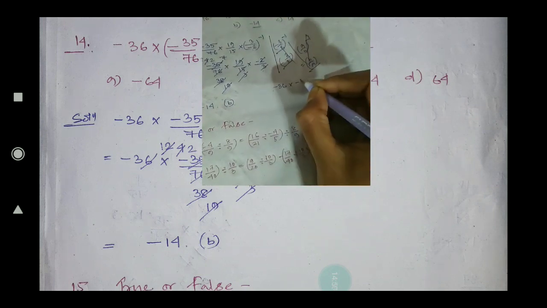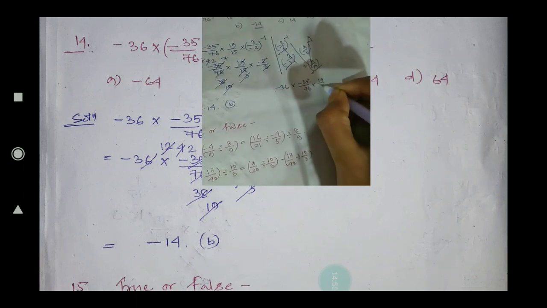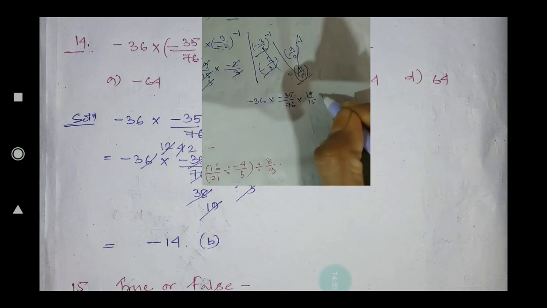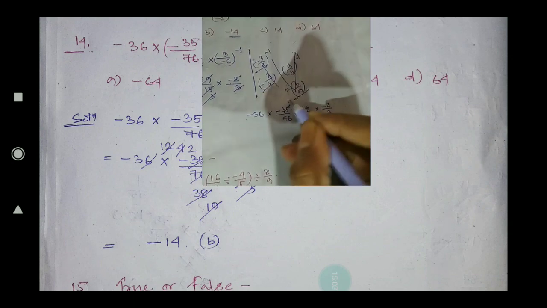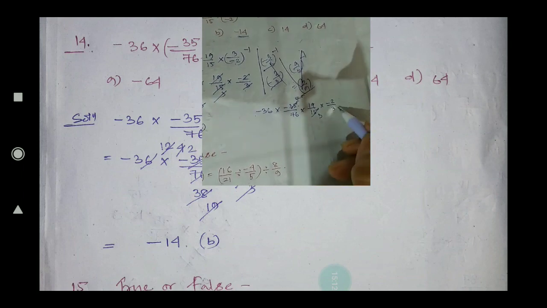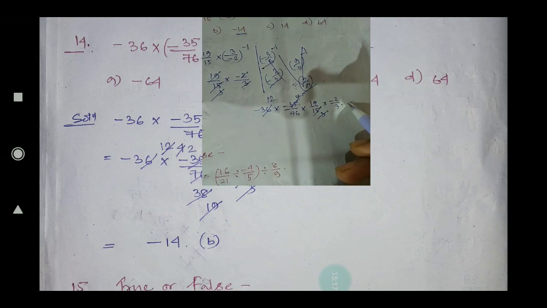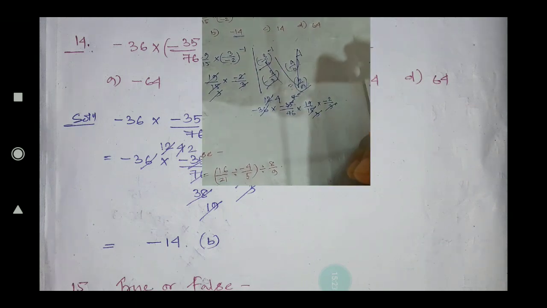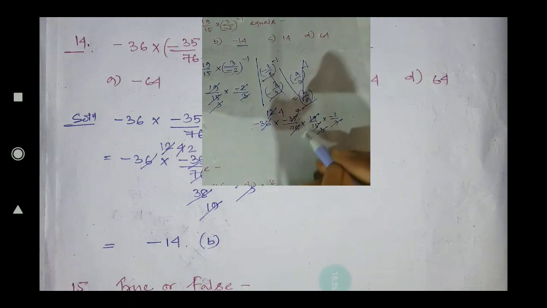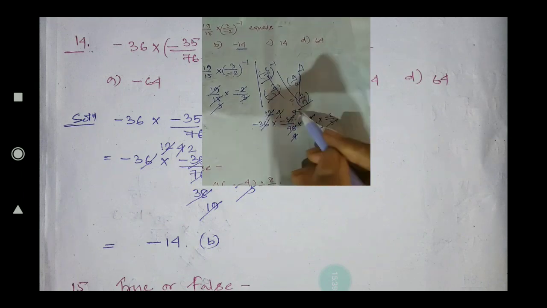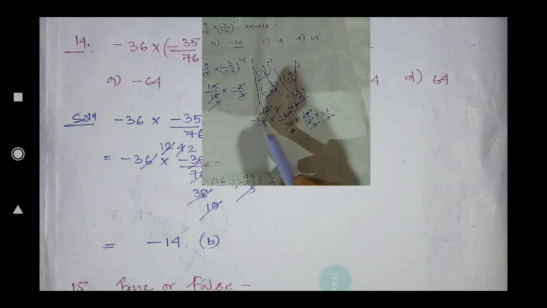Minus 36, minus 35 by 76, 19 by 15, into minus 2 by 3. 5 3s are 15, then 12. So 19 how much is 76? 19 4s are 76. 4 will get cancelled. So what is remaining here? 7 and 2, minus 3, minus. So that means it will be minus only. 7 2s are 14. Which option? This option is correct. Okay.